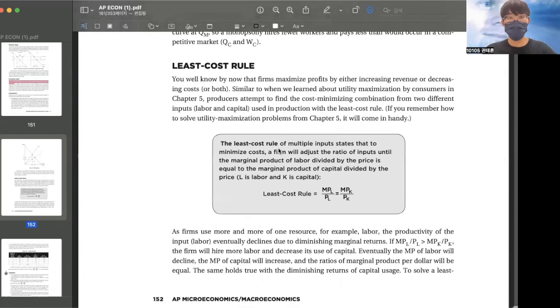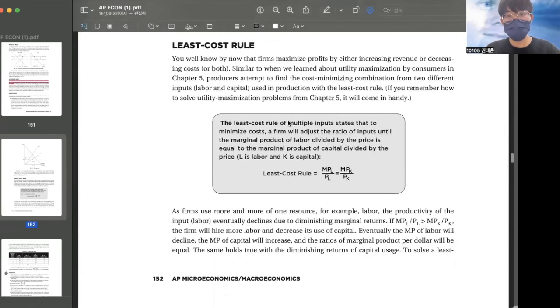The last term we're going to learn is the least cost rule. You all know by now that firms maximize profits by increasing revenue or decreasing costs, or both. Similar to when we learned about utility maximization by consumers in chapter 5, producers attempt to find the cost minimizing combination of two different inputs, labor and capital, using the least cost rule.